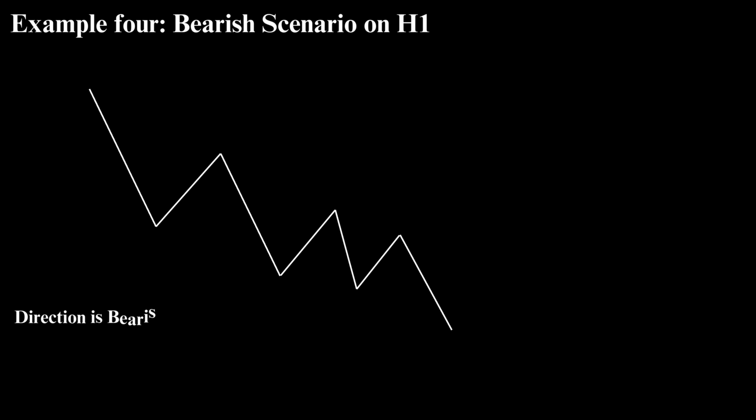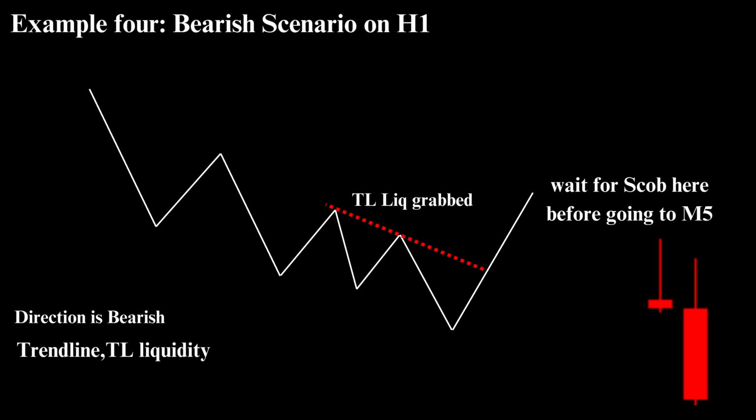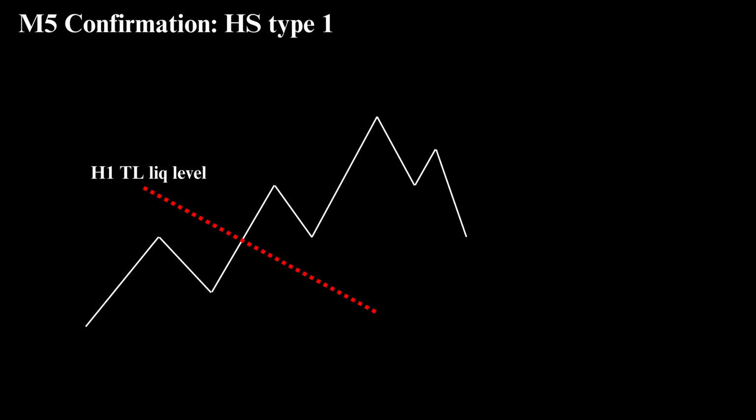In this example 4, H1 timeline is absolutely bearish, giving no single opportunity for buying. If you see clearly, this zone formed trendline liquidity pool right here, which was later grabbed like this. And don't forget guys, every liquidity must be completely grabbed. In this case, trendline was completely grabbed. So we wait for single candle order block here before confirming sells on M5 timeline. Following H1 timeline trendline liquidity grab right here, price formed head and shoulders type 1 entry module.